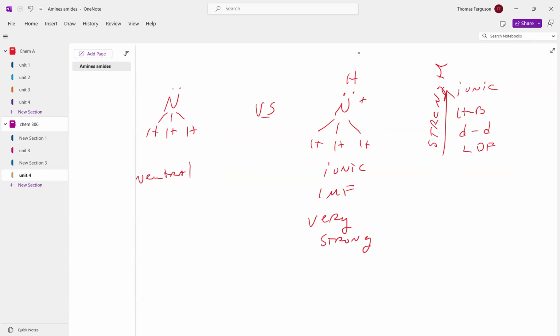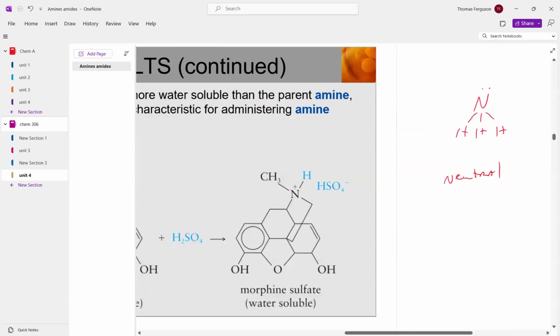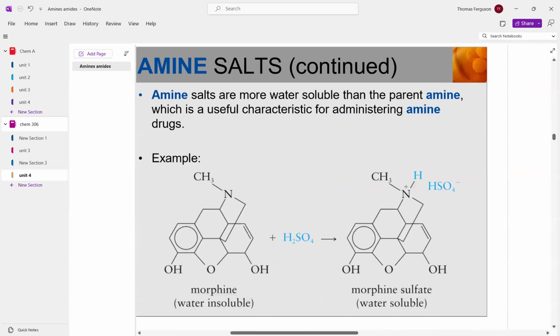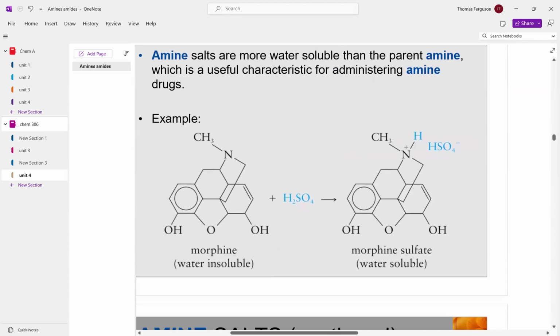So frequently when manufacturers make drugs and it has nitrogen in it, they will take the nitrogen and make it into an ammonium ion, like morphine versus morphine sulfate. And a lot of drugs have nitrogen in it. A lot of biological molecules have nitrogen in it. For example, your DNA, your RNA, they all have nitrogens in them.